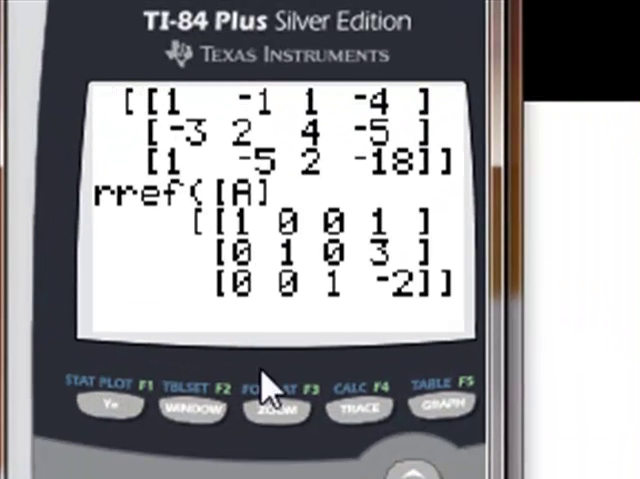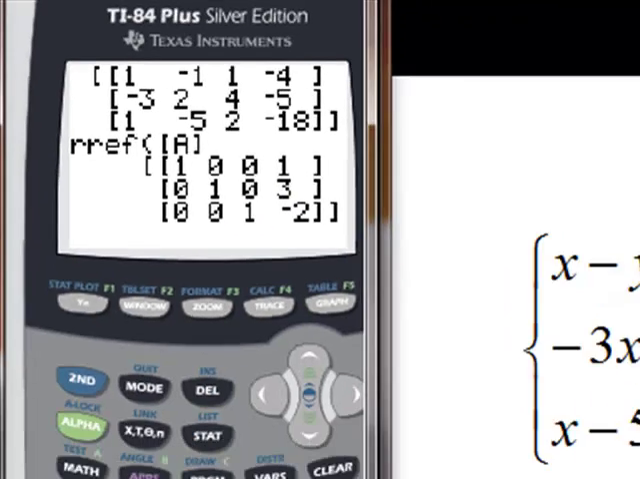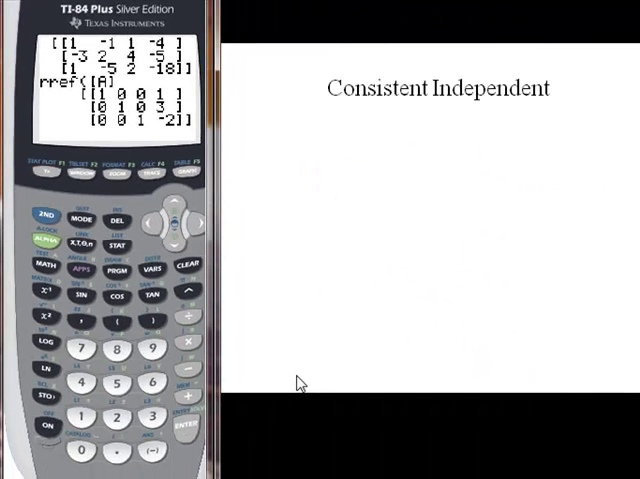And I can tell I have a consistent, unique solution because of the ones across the diagonal. In fact, what this tells me is that x equals 1, y equals 3, and z equals -2. So I have a consistent, independent matrix with a unique solution. Let's look at the next case.